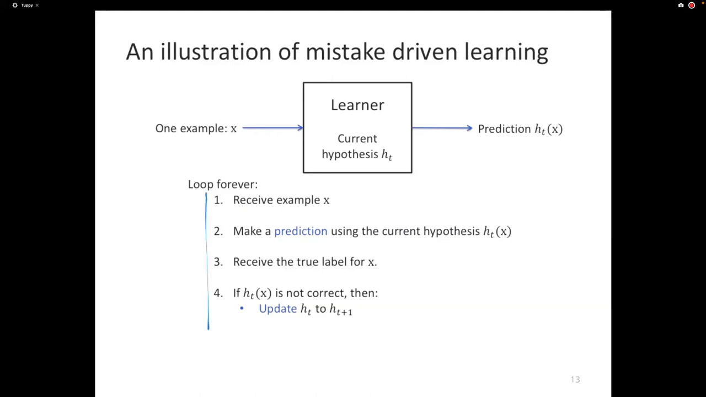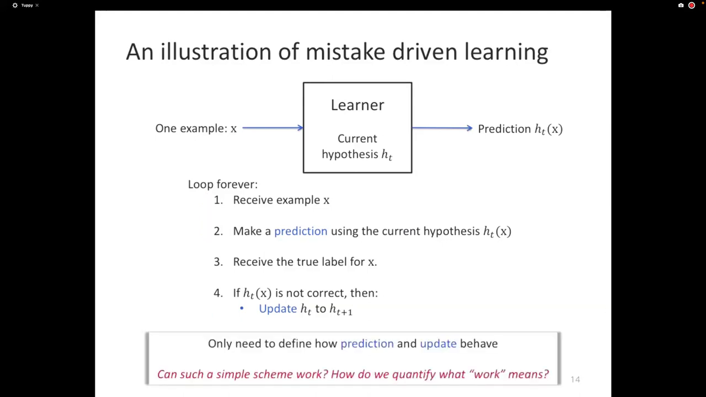This round is over, and the learner is now ready to face a new example. This is it. This is the entire mechanics of the learning algorithm. Of course, I've hidden two very important things here. I've not described how the prediction part works and how the update part works. But by changing the prediction and update rules, we can basically invent different kinds of learners, different hypothesis spaces and such. It's such a simple scheme. And the question to think about is, can it actually learn interesting things? And if so, when can it learn interesting things? What does it mean for this model to be successful?